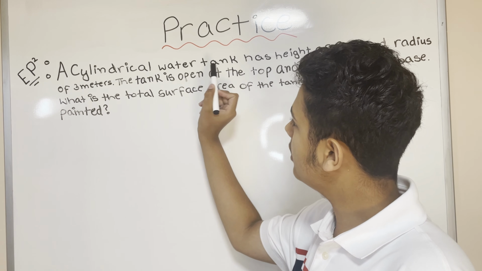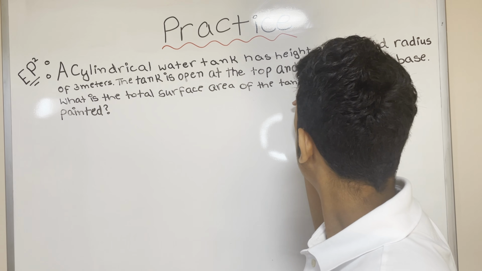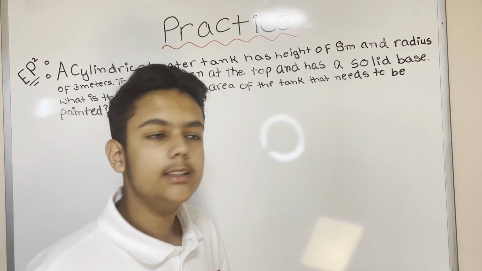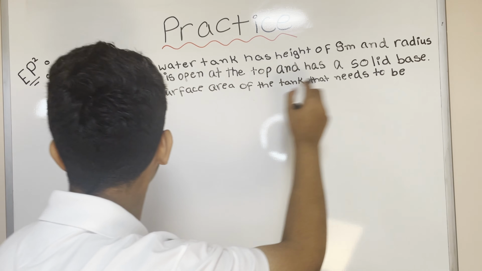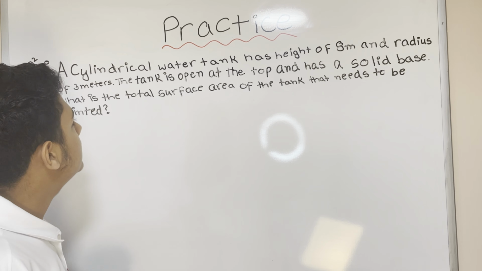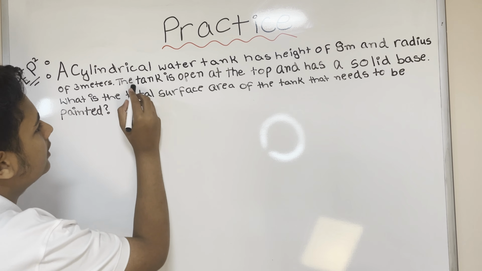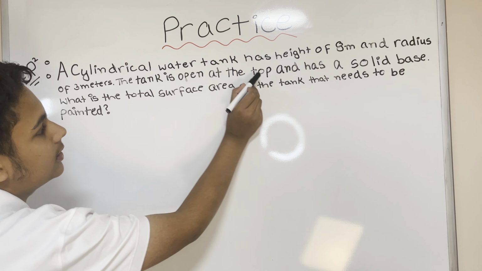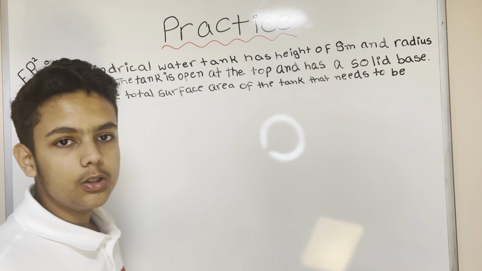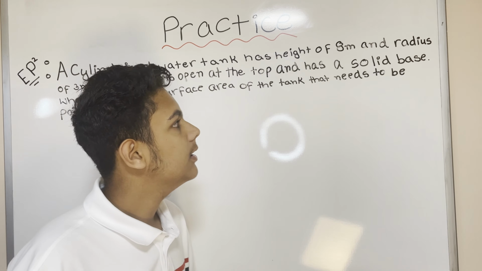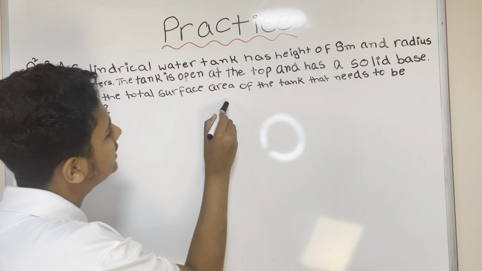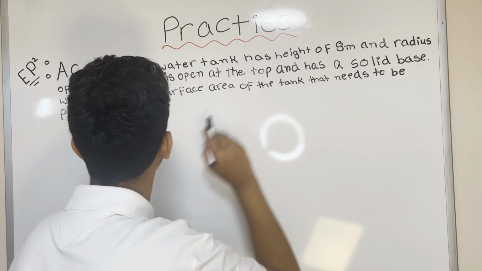A cylindrical water tank has height of 8 meters. So we know the height is 8 meters and radius of 3 meters. So not the diameter, but radius of 3 meters. The tank is open at the top and has a solid base. So it's open from the top, there's nothing on the top, but it has a solid base. What is the total surface area of the tank that needs to be painted?